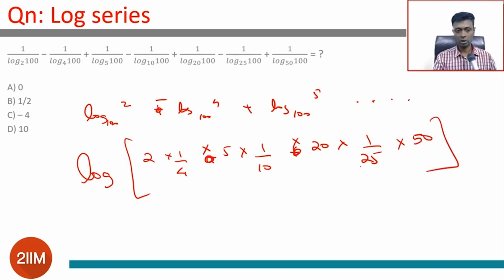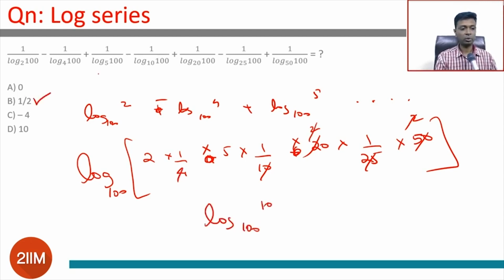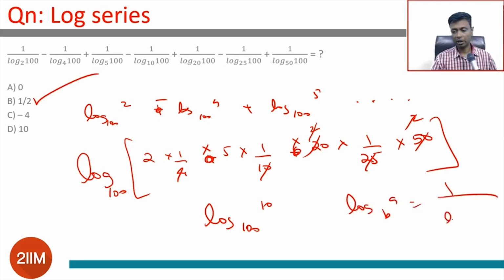50 all to the base 100. 50 by 25 is 2. 20 by 10 is 2. 2 into 2 is 4, which disappears with this, or this is log 10 to the base 100, 1 by 2. Done. Very simple idea. Log a to the base b is 1 by log b to the base a. That's all we are using, nothing more than that. And log x minus log y is log of x by y.